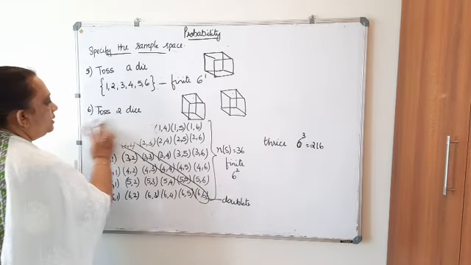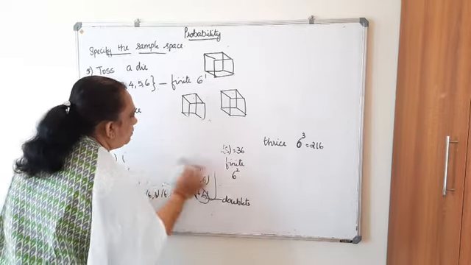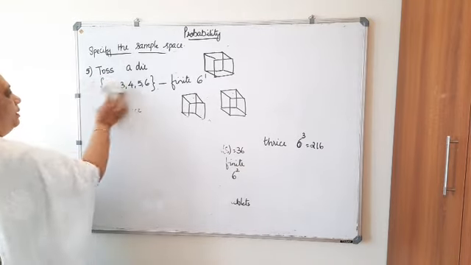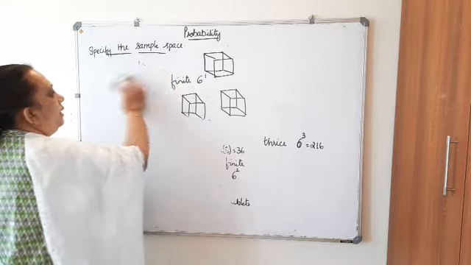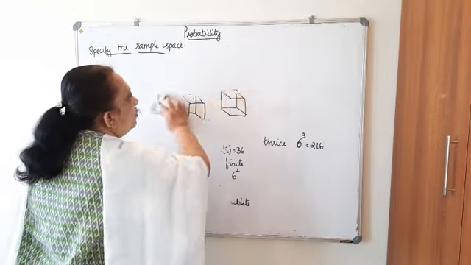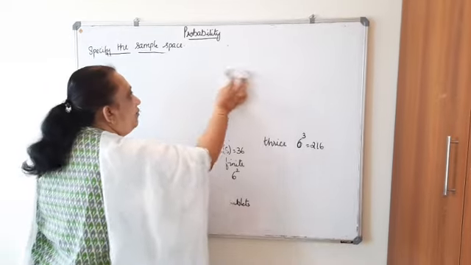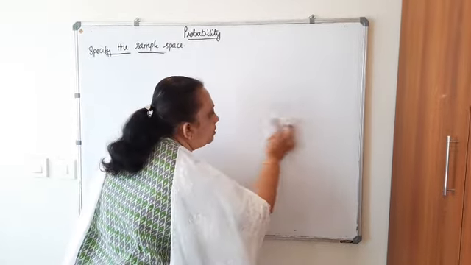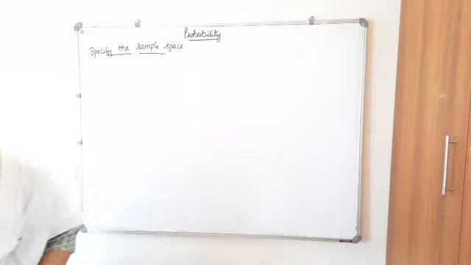Now we will discuss some more questions on sample space, because sample space is very important. That is the basis, because when you want to study probability, the sample space is very important. You have to identify the random experiment, and from the random experiment you have to study the sample space.